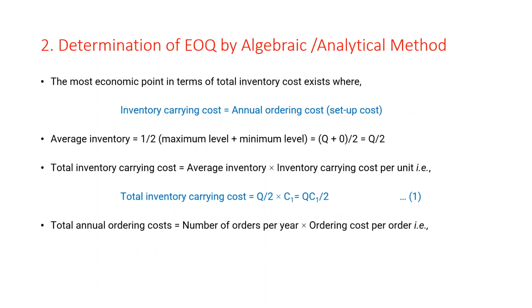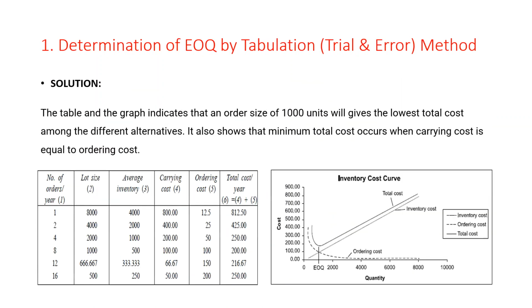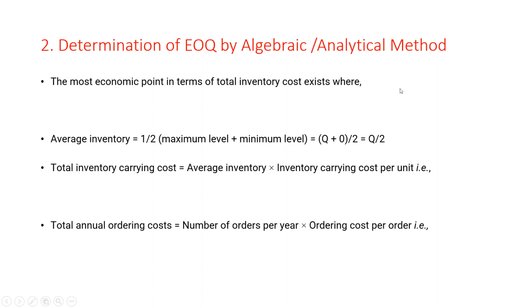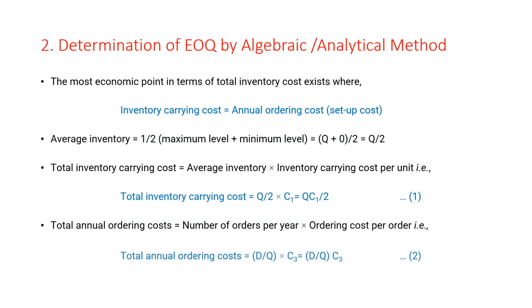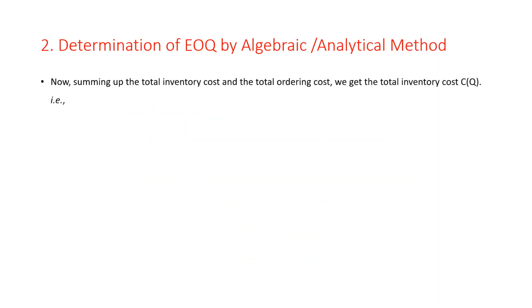So in the EOQ there are two methods present. The first is tabulation, where we make a table format for carrying cost, ordering cost, average inventory, find out the total cost, and plot all these values in a graph. And the second method is the algebraic analytical method for the inventory carrying cost, annual ordering cost, and total cost.